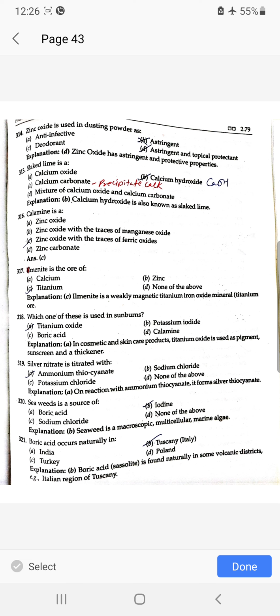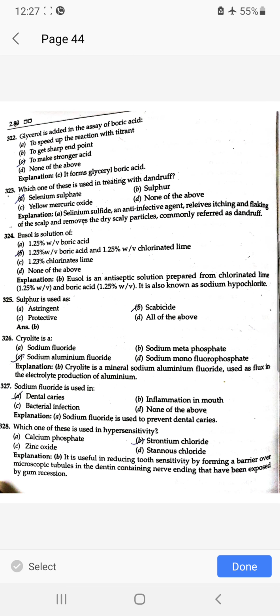Silver nitrate is titrated with ammonium thiocyanate. Seaweeds are a source of iodine. Boric acid occurs naturally in Tuscany, Italy. Glycerol is added in the assay of boric acid to make it a stronger acid. Which one of these is used in treating dandruff? Selenium sulfide.